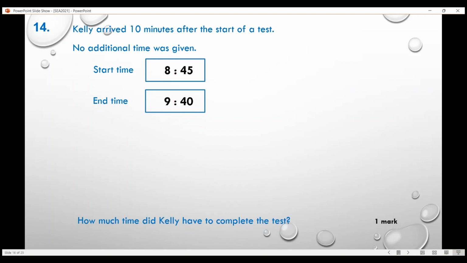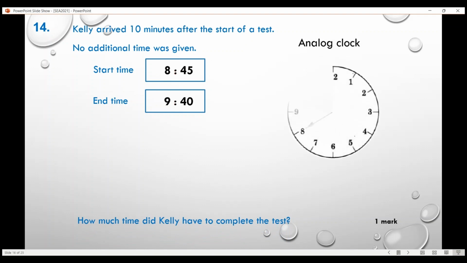Let's start by looking at how much time Kelly had to complete the test. Let's look at it as if it was using an analog clock. Because our students are so familiar with that, let's set up the clock and make a quick little sketch.